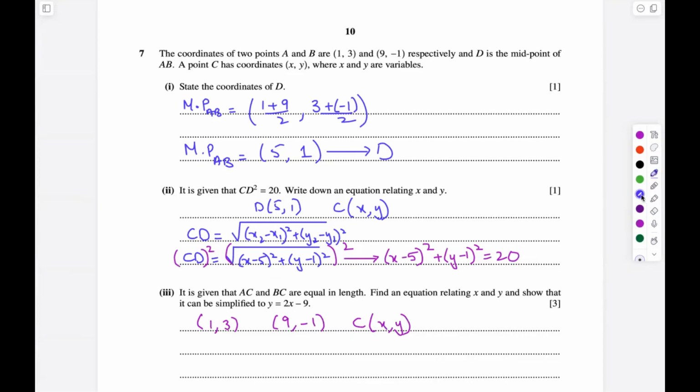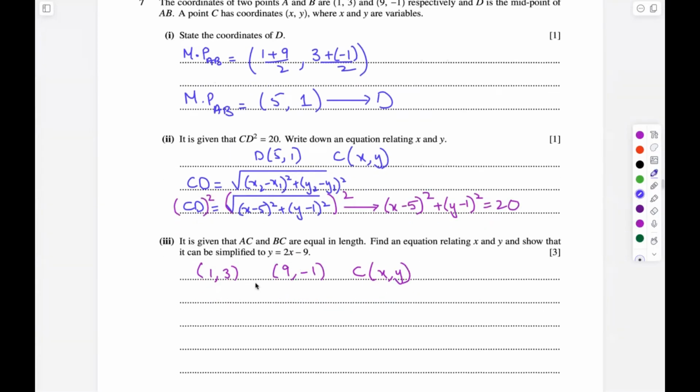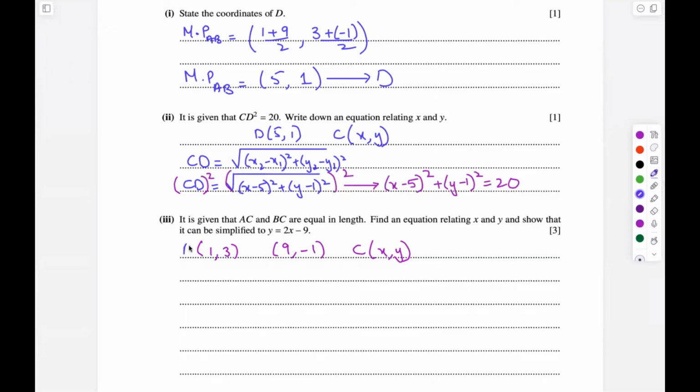As the lengths are equal, we can apply the distance formula to AC and BC and equate the two equations. First, finding the distance of AC, that will become the square root of (x minus 1) whole squared plus (y minus 3) whole squared, and that will be equal to the square root of the distance.